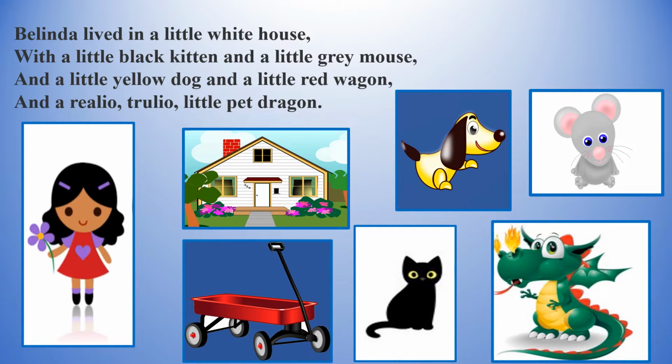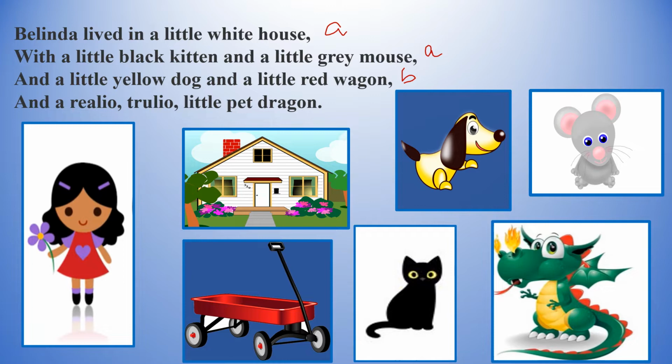And the rhyming scheme always starts with A. So A will be the rhyming scheme for the first line. And house is being rhymed with mouse. So the same A will be the rhyming scheme for the second line. Wagon is not being rhymed with house and mouse. So its rhyming scheme will be B. And wagon is being rhymed with dragon.